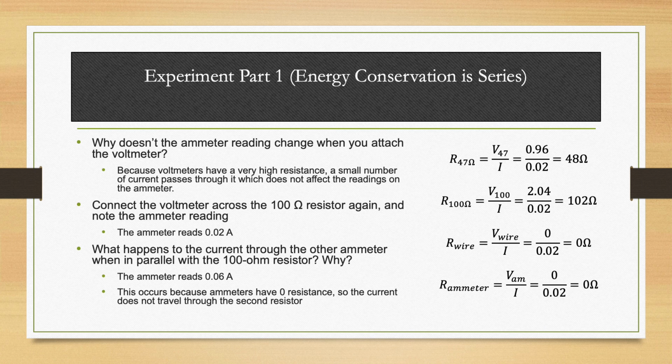What happens to the current through the other ammeter when in parallel with the 100 ohm resistor, and why? Well, the ammeter read 0.06 amps. This occurs because ammeters have zero resistance, so the current does not travel through the second resistor. Instead, it travels through the path of least resistance, which is the path of the ammeter. The resistance for the first resistor comes out to be 48 ohms, while the resistance for the second resistor comes out to be 102 ohms. The resistance for the wire and ammeter is calculated to be 0 ohms.